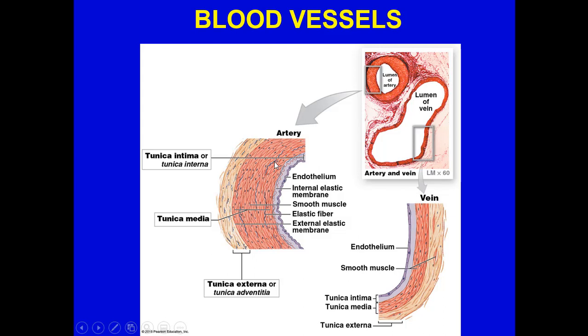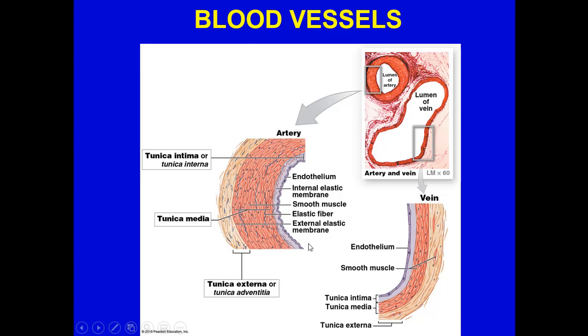Now you'll also notice some of these wiggle lines here. These are the elastic fibers in the artery. Also, you'll notice the tunica externa is modestly present. There actually are a few smooth muscles here. In the tunica externa of the artery, you see some more elastic fibers here.